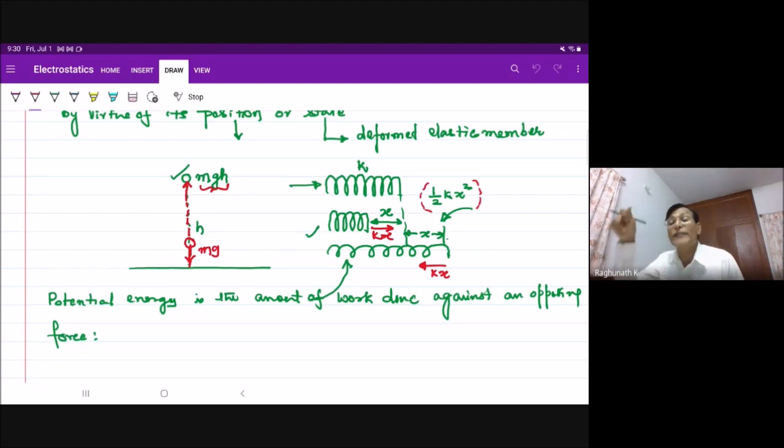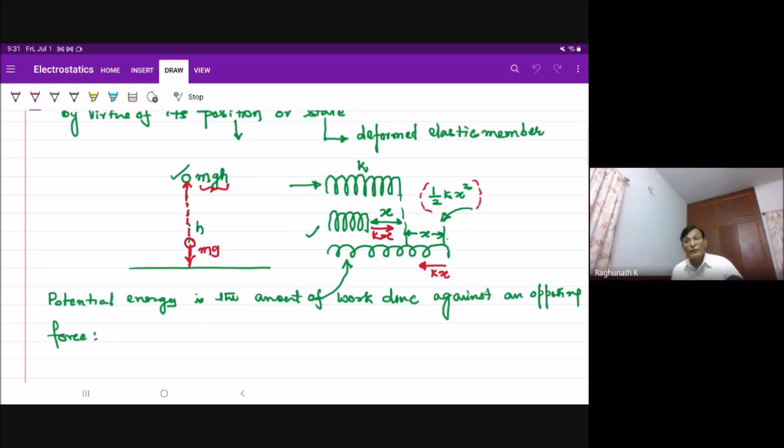Against a particular force, there is an opposing force, like the restoring force in this elastic member. Here there is acceleration due to gravity. Please check it. Against something, you move or deform, potential energy gets stored in it. Against the frictional force, if you work, it gets converted into heat energy. It will not get converted into potential energy.